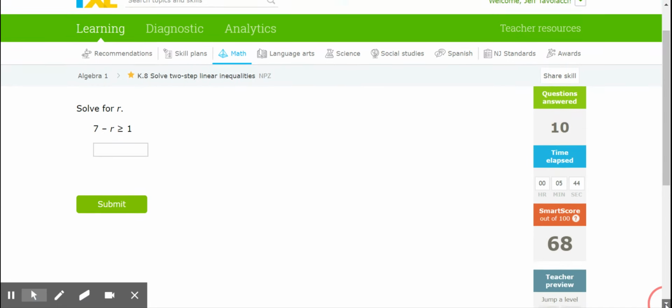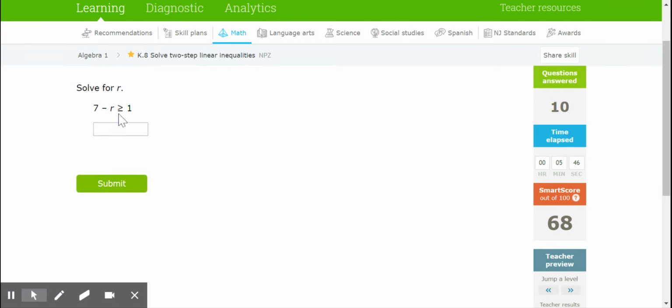Okay. All right, I think the last one, and then you guys can get to work on this section. I'll do another one in K9. Now, 7 minus r is greater than or equal to 1. Subtract 7 from both sides. 1 minus 7 is negative 6. Negative r is greater than or equal to negative 6. We would divide both sides by negative 1. And in doing so, this greater than or equal to is going to flip to less than or equal to, and then negative 6 is going to become positive 6.